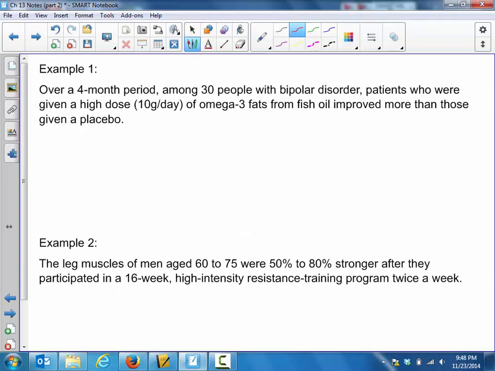Okay, so with example 1, we're told, and I will write these out. Over a 4-month period, among 30 people with bipolar disorder, patients who were given a high dose, which was 10 grams per day, of omega-3 fats from fish oil improved more than those given a placebo. So the first question is, is this an experiment or is this an observational study? Well, just ask yourself the following question. Did the environment for these people get changed or did it not get changed?